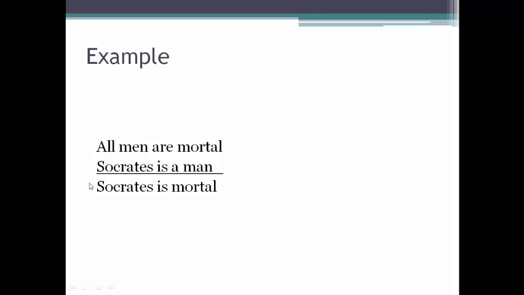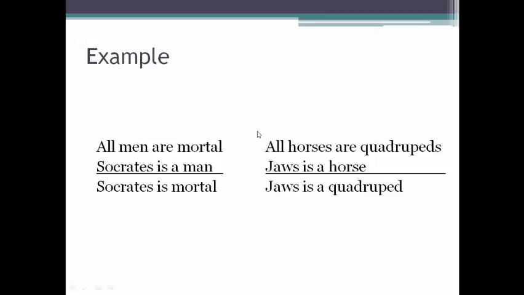But regardless of whether or not the premises are true, when you're assessing validity, that's what you should do. Say to yourself, okay, if all these premises are true, if I imagine they're all true, must the conclusion follow? And the answer is yes. When the argument is valid, the conclusion must follow. The conclusion must also be true. The same thing happens over here with this argument. All horses are quadrupeds. Jaws is a horse, therefore Jaws is a quadruped.